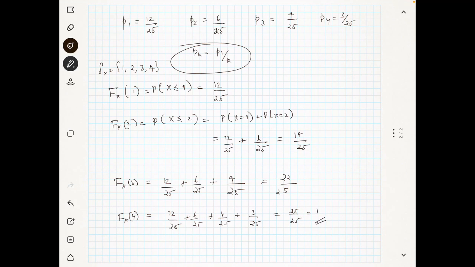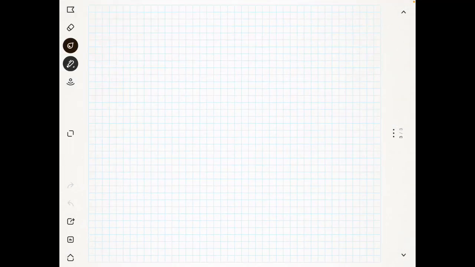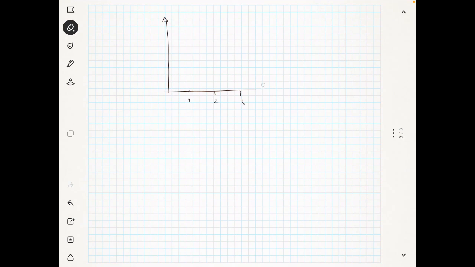So this is the cumulative distribution function. All these are representing the cumulative distribution function. So we can basically draw it. This is what you have: 1, 2, 3, and the last one is 4. Now this we have got as 12 by 25. Sorry, this was from 1 onwards.